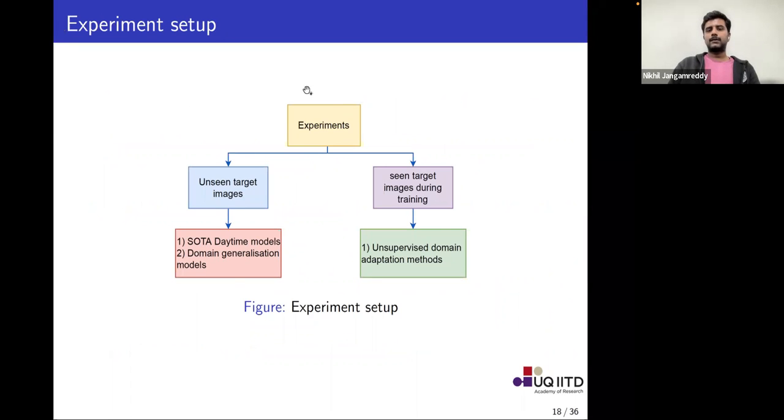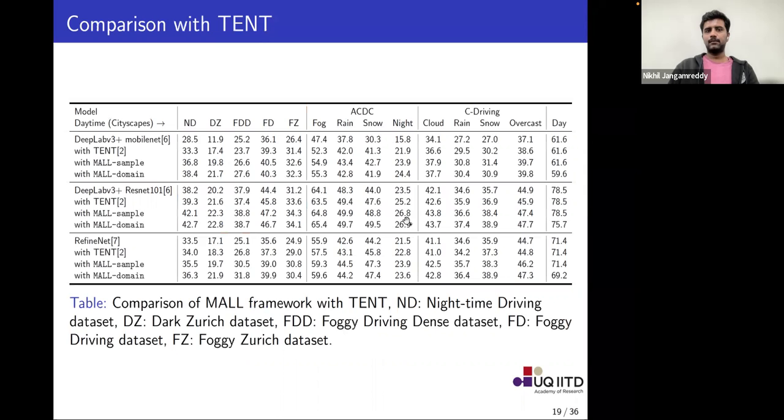Coming to the experiment setup, we conduct experiments in two settings: one where the model has seen the target images, and a second setting where the model has not seen the target images during training. In the first setting, we have state-of-the-art daytime models trained on daytime images, and domain generalization models. In the second setting, we have unsupervised domain adaptation methods. We conduct extensive experiments on 13 different subsets of datasets. ND refers to nighttime driving, DZ refers to Dark Zurich, FDD refers to foggy driving, and foggy Zurich, and we have different weathers like fog, rain, snow, night, cloud, and overcast conditions.